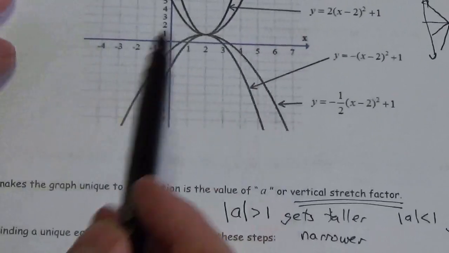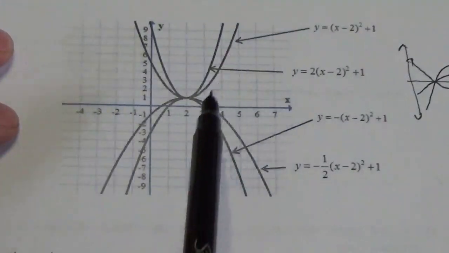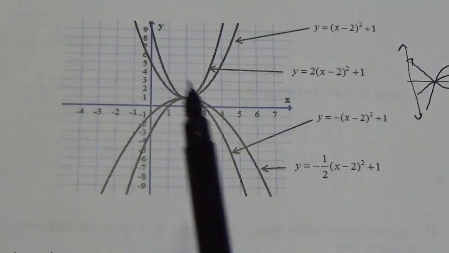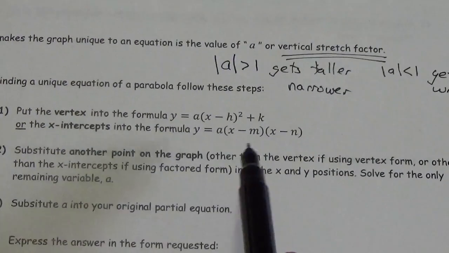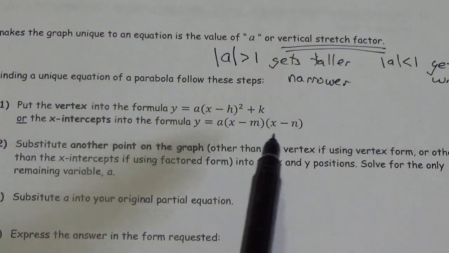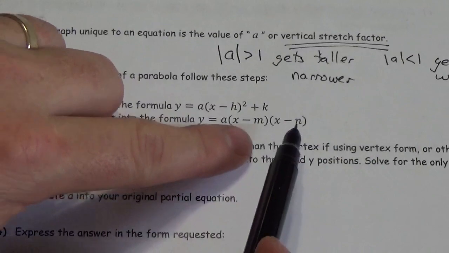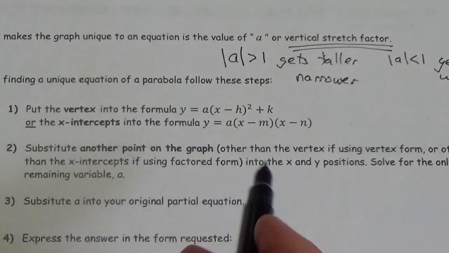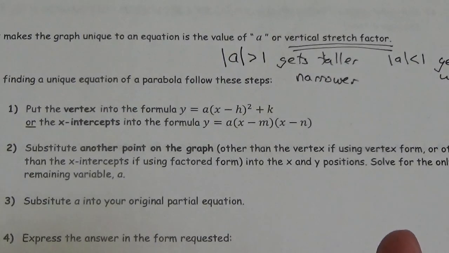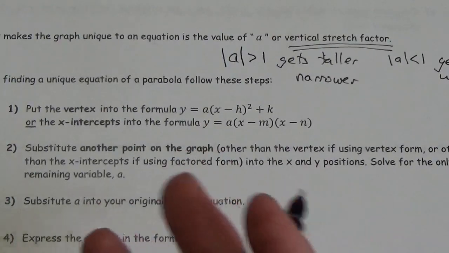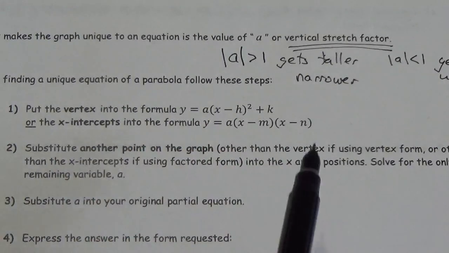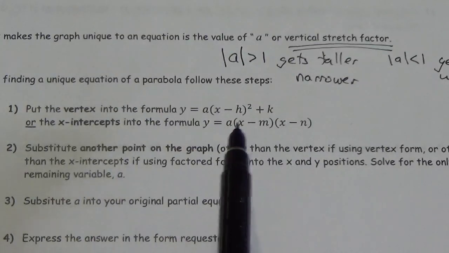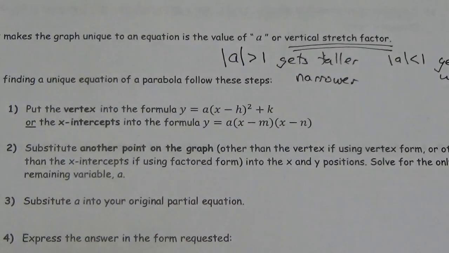Just think about it like this, just knowing the vertex isn't enough to make a unique parabola. I need more information. Just knowing the x-intercepts, if I try to plug an x-intercept in for x and y there, the point that corresponds to the x-intercept, again, I'm reusing the same information, that's not enough for me to figure out what A is. So it's got to be a different point.